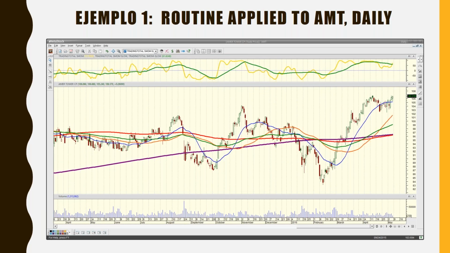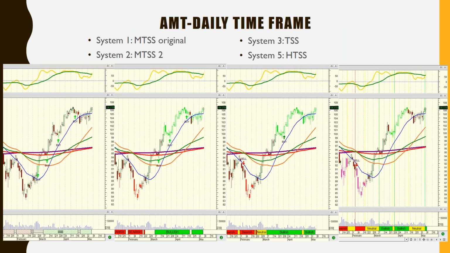In this example, in order to compare the different systems, this is AMT, and we have this chart, and now we have all the systems applied in order to see the difference altogether. Okay, you can see clearly that this is the MTSS, the original, the number one, the most aggressive. We have one signal, 2, 3, 4.